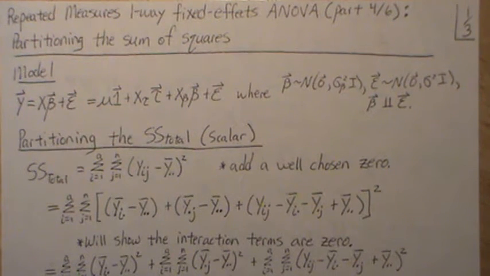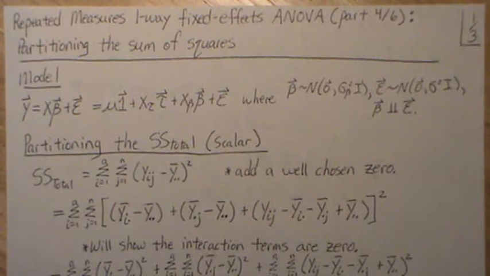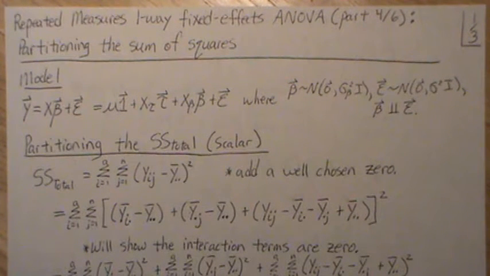Hello, this is the next video in a playlist that I'm calling General Linear Models, Design of Experiments. Within that playlist, I am creating little mini-series on the different types of experimental designs. And this one is part 4 in a mini-series that I'm calling Repeated Measures, One-Way Fixed Effects ANOVA.